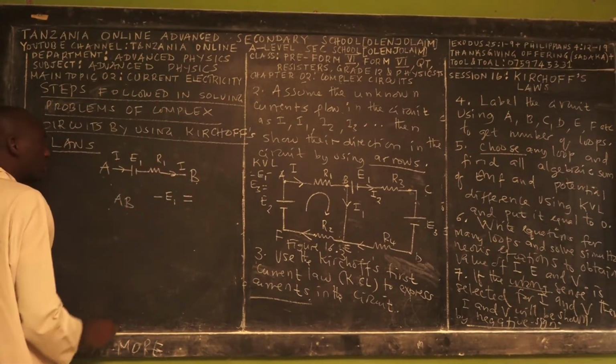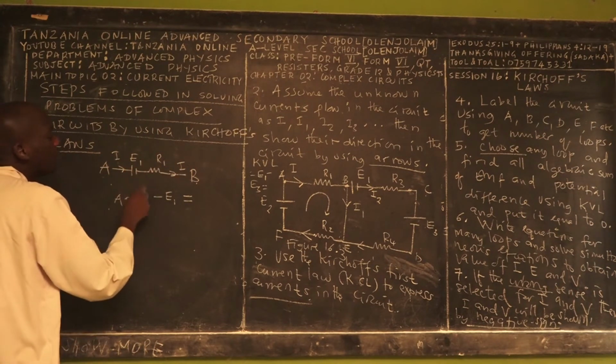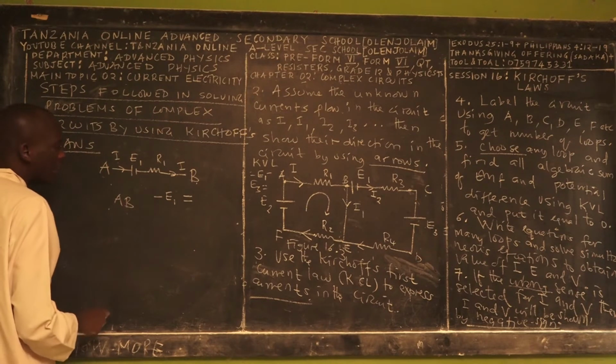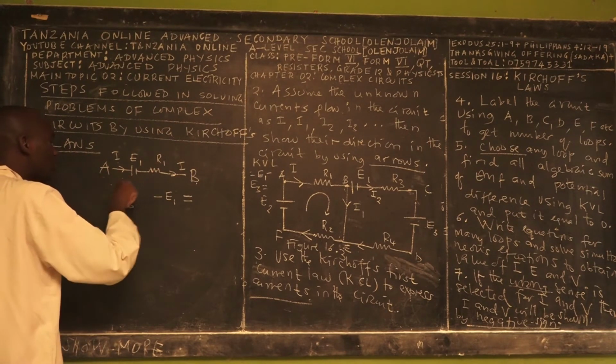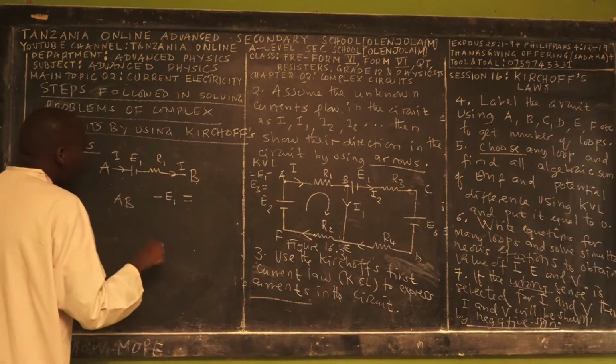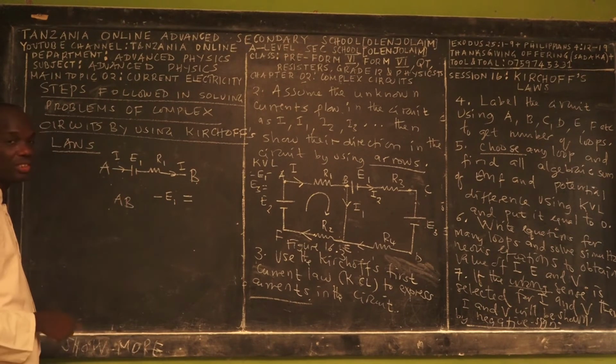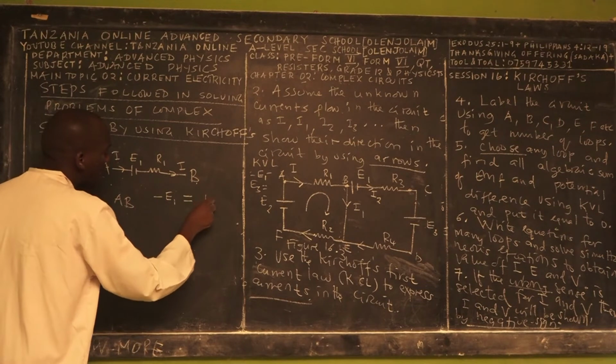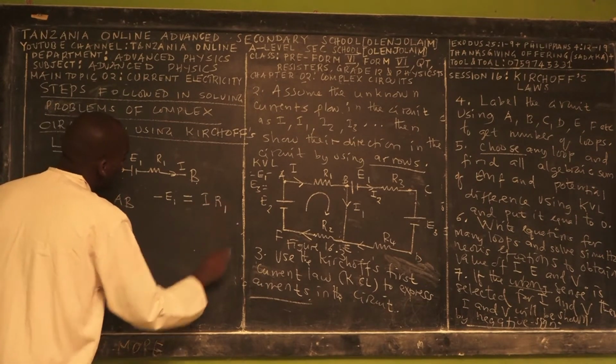Then I come to the potential difference. The current flowing here from A to B is I, and the resistance is R1. Is the loop chosen in the same direction as the current? The answer is yes, right? So this one will be equal to I times R1.